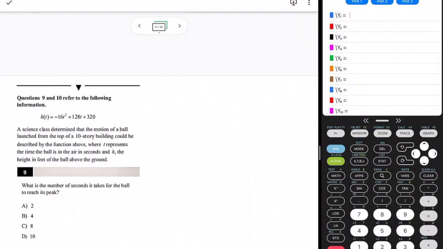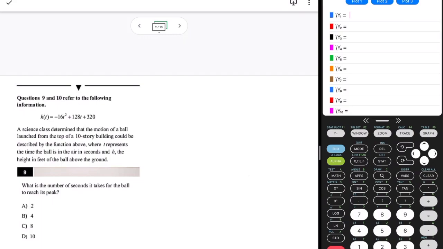So we have this equation, and we're trying to find the number of seconds it takes for the ball to reach its peak. So I'll go through two ways of solving this, one algebraically and one on the graph. You can choose which one feels easier and nicer for you to do on the actual test.